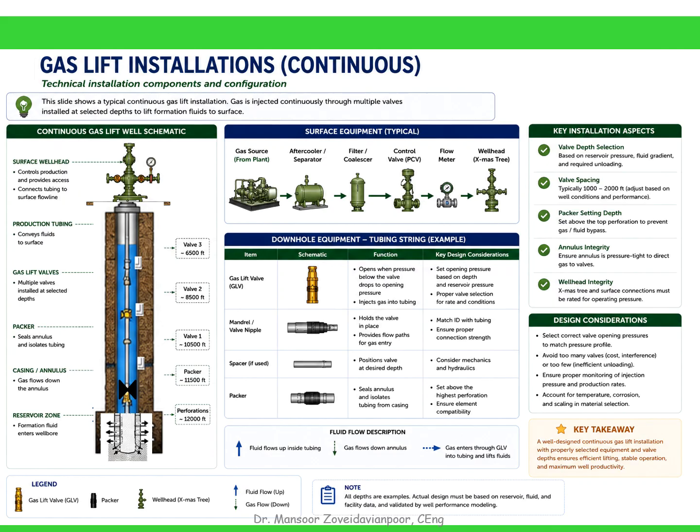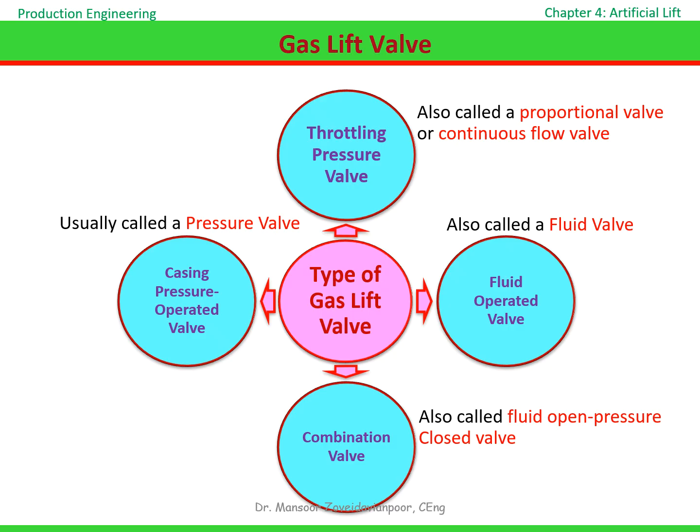We've now seen where gas lift valves are located in the completion. Next, we'll focus on the gas lift valve itself, because understanding how the valve operates is essential for understanding the entire gas lift system. At its core, a gas lift valve is a downhole pressure regulator. Its job is actually quite simple. Allow injection gas to enter the tubing when the correct pressure conditions exist and restrict or stop gas flow when those conditions change. The valve is installed inside a gas lift mandrel, which is attached to the tubing string. This arrangement allows gas to travel from the annulus into the tubing at selected depths.